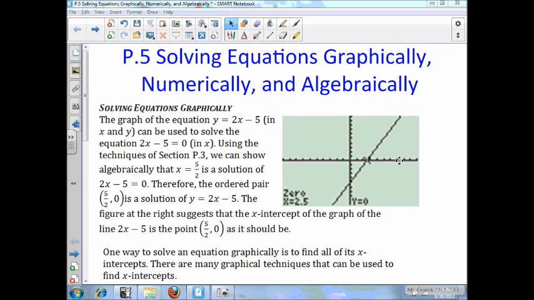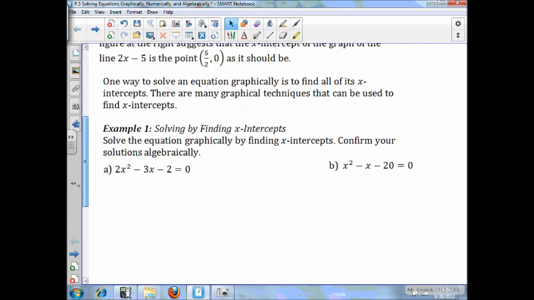The figure at the right suggests that the x-intercept of the graph of the line 2x minus 5 is the point (5/2, 0), as it should be. So what that tells you is the solution of the equation, 5 over 2, is the same as the x-intercept. Now, one way to solve an equation graphically is to find all of its x-intercepts. There are many graphical techniques that can be used to find x-intercepts.